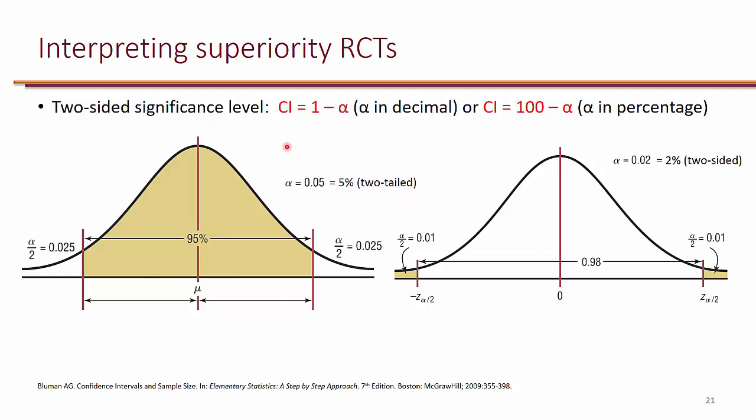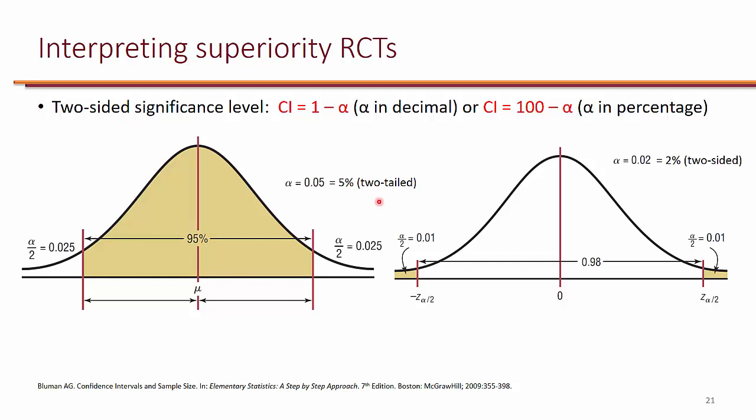Two-tailed significance level of 5%. And superiority randomized control trials will always use a two-tailed significance level, whereas when we talk about non-inferiority trials, you'll see that they will use a one-sided or one-tailed significance level.